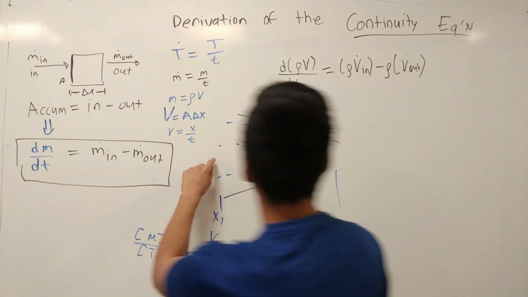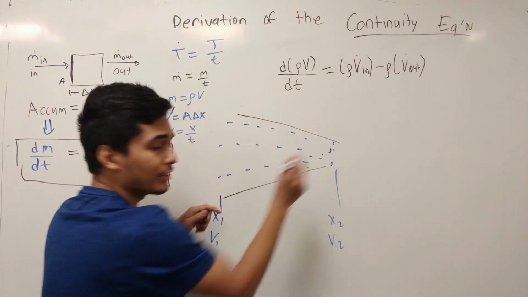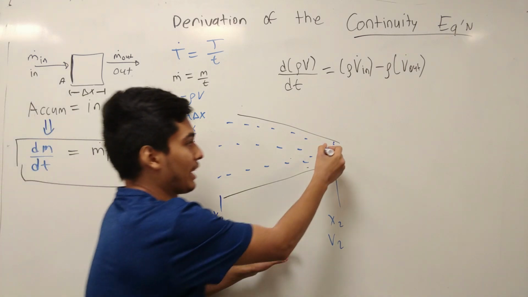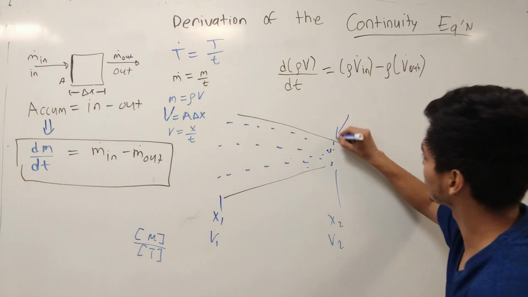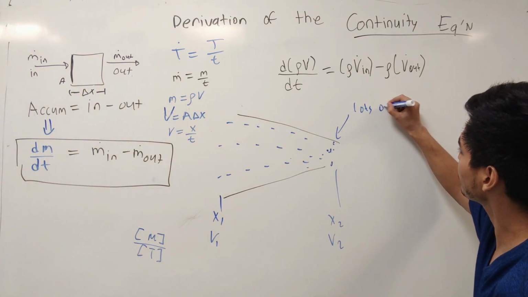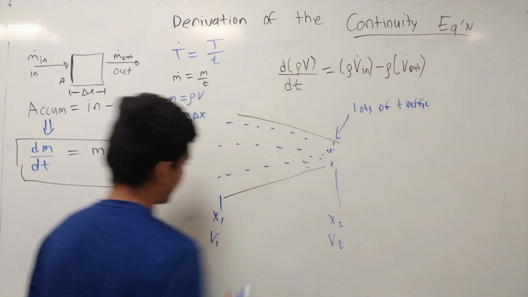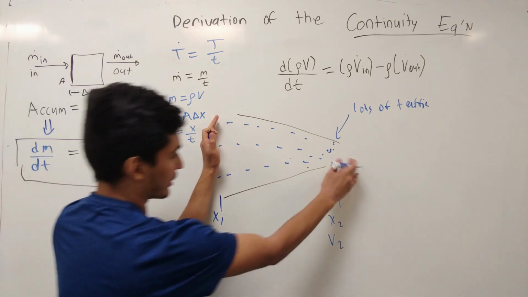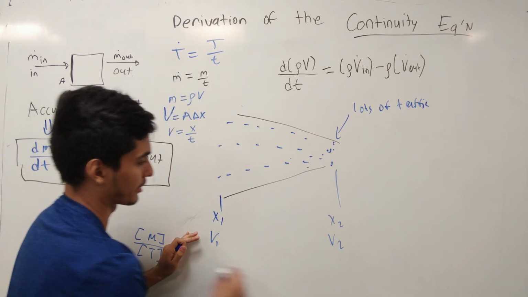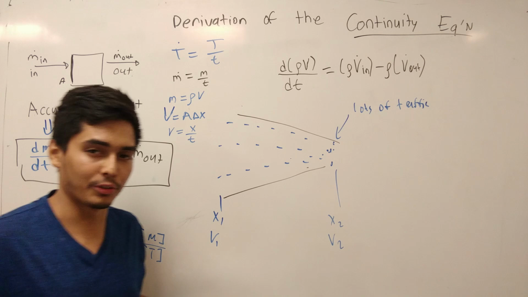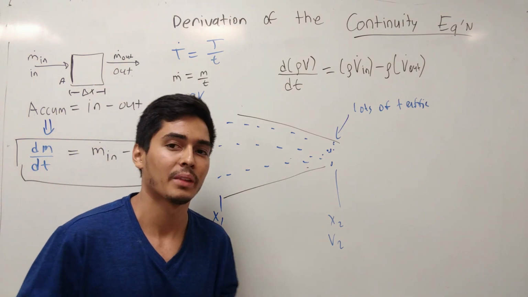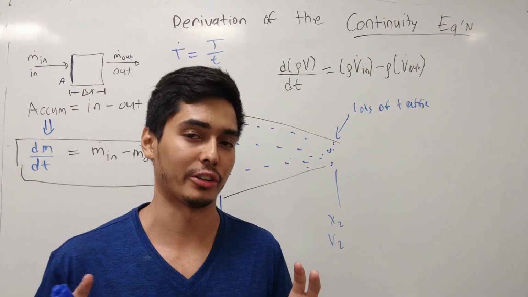Why? Because there are so many cars that are converging to the center right over here, and they're slowing down over here. So this is a lot of traffic, lots of traffic. So then I was like, wait a second, if this area is bigger than this area, and this velocity is bigger than this velocity, then how does that make sense for the continuity equation? Because for mass balance, mass is conserved.